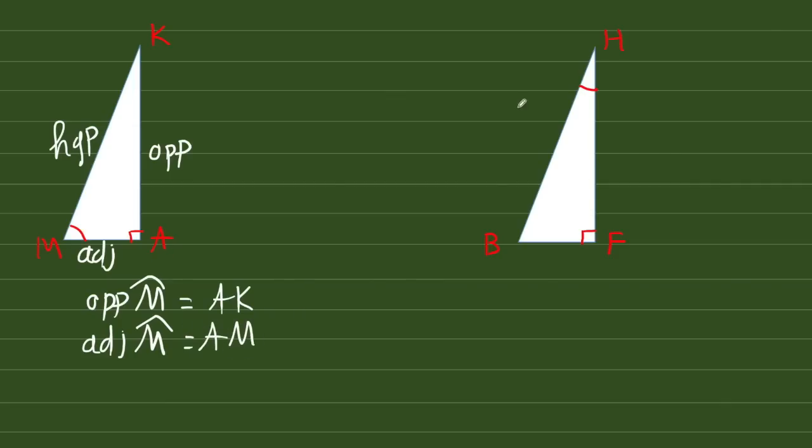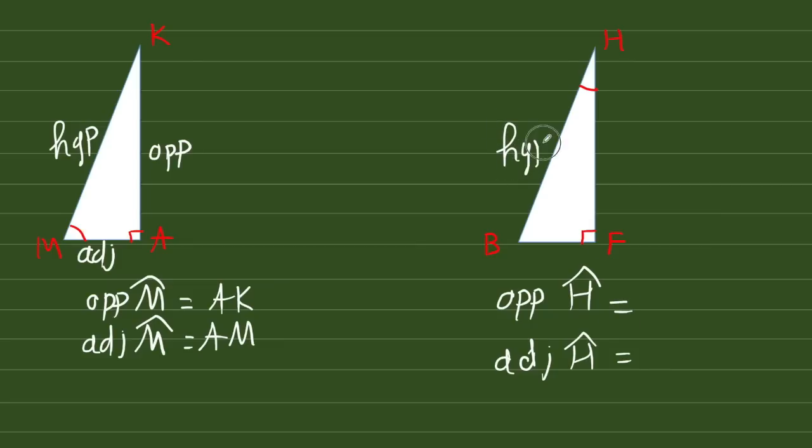And the last question: opposite of H and adjacent of H. The longest side is the hypotenuse, then opposite, and the last one is adjacent. Opposite is BF, and the adjacent is HF.